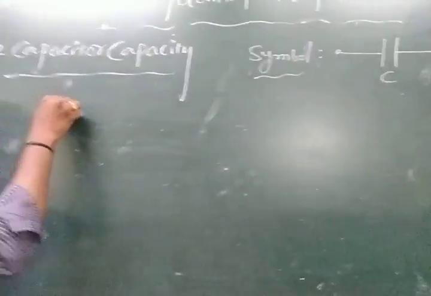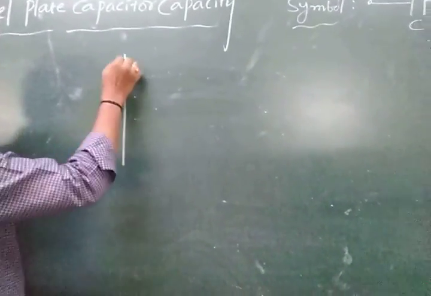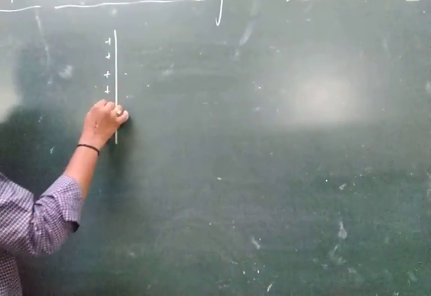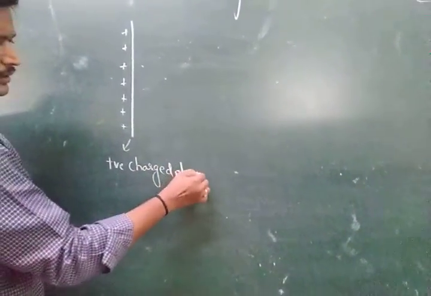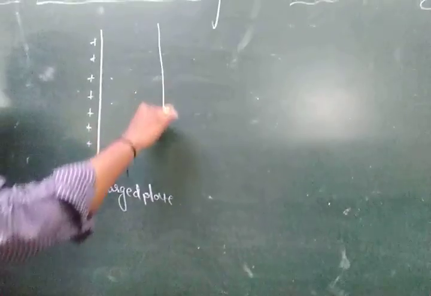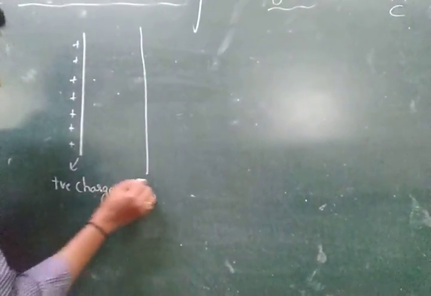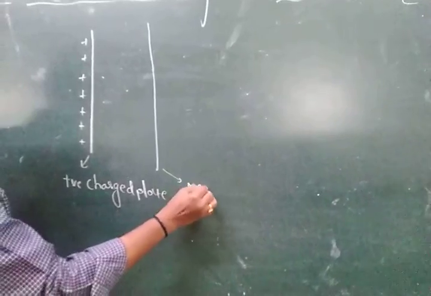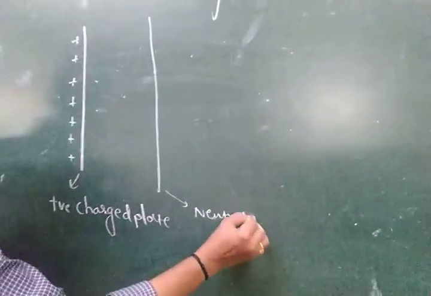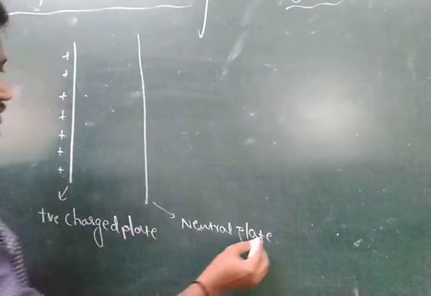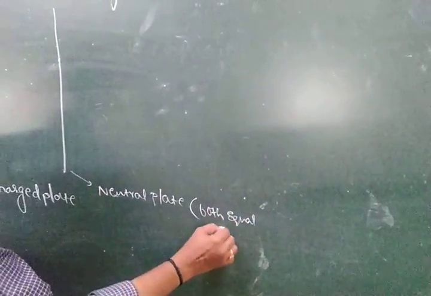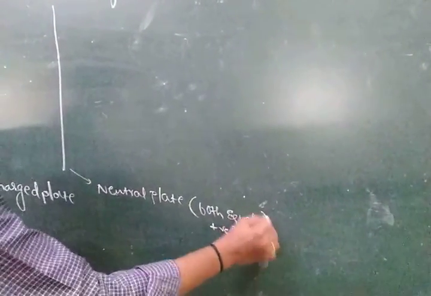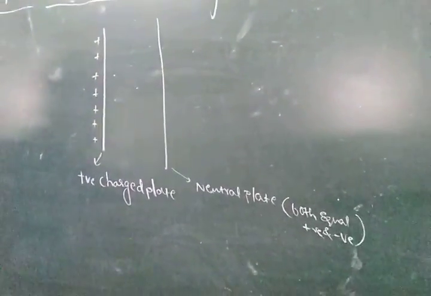Let us consider one positively charged plate. This is the positively charged plate. Then this plate is kept near a neutral plate. Neutral plate means it contains both equal positive and negative charges inside it.